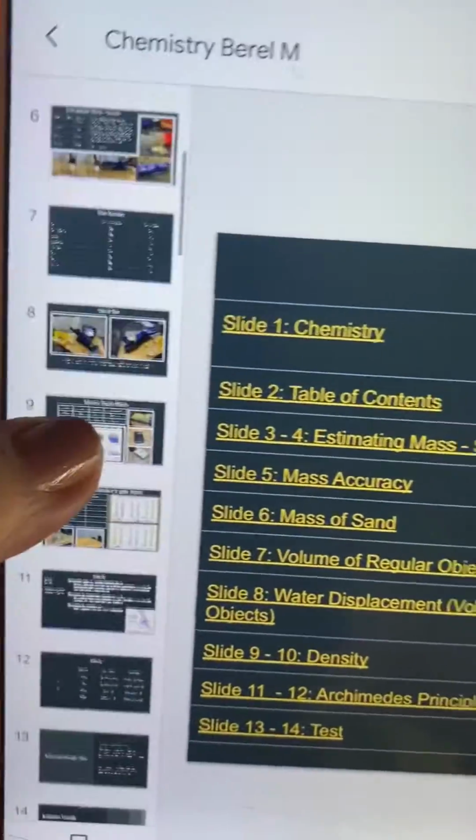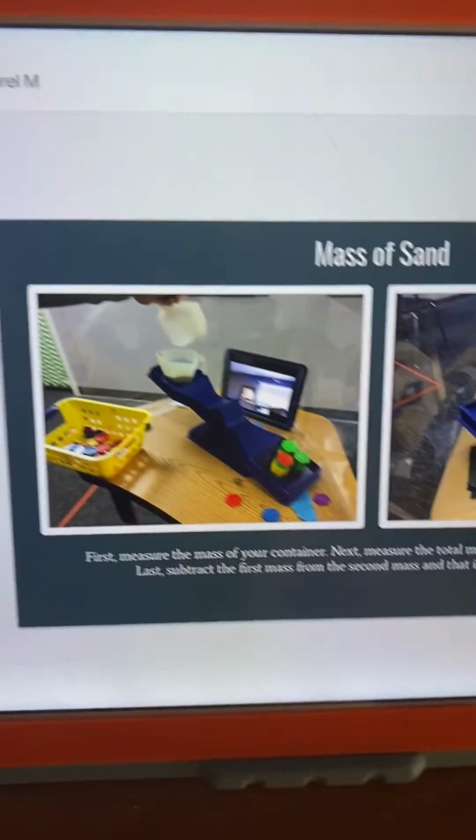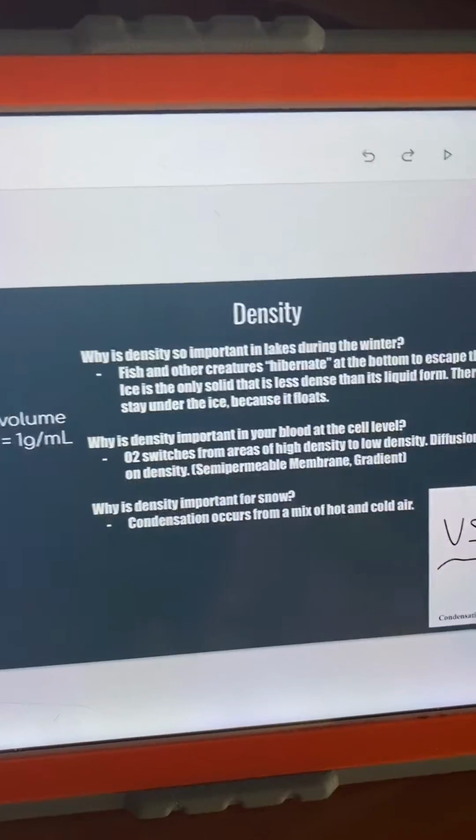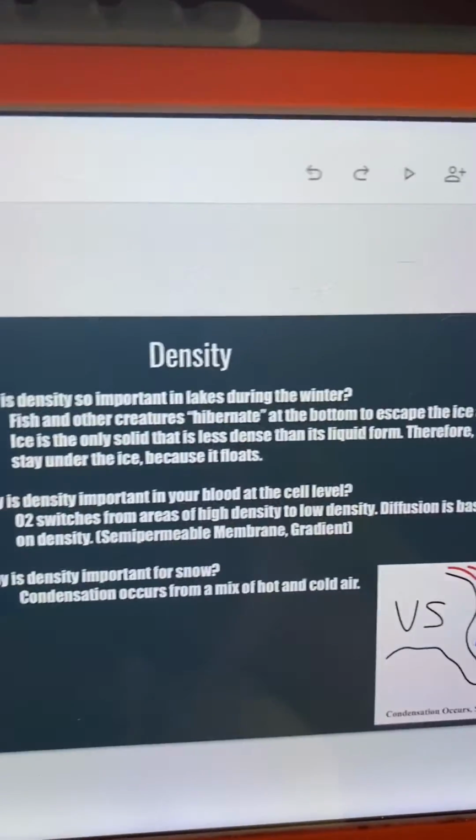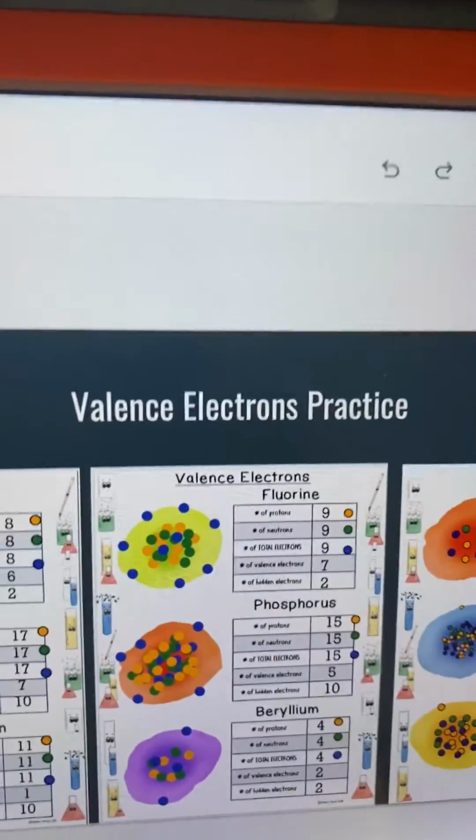And you can see as we move through the chemistry unit, I believe in a lot of visuals. They take a lot of photographs of what they're doing. And sometimes I shoot them some instructional sheets, and other times they make their own.